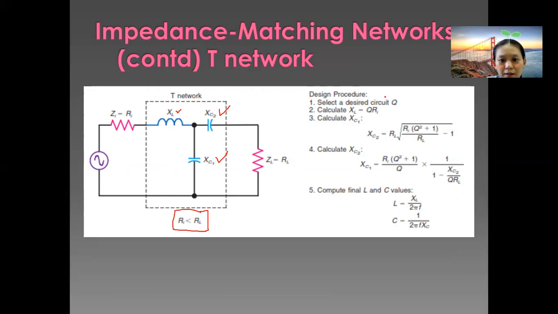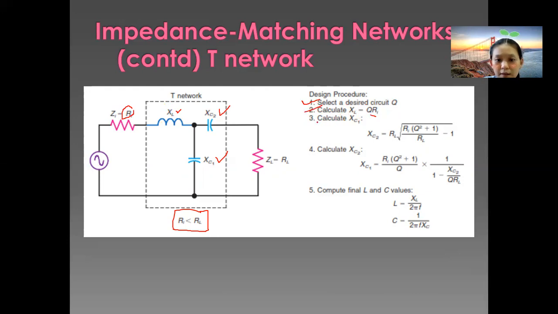To design the process, first we must select a desired circuit Q. So we have to determine the quality of the circuit Q, depending on the question given. Second, we want to calculate the XL. So our inductive reactance equals Q multiplied by our R in.